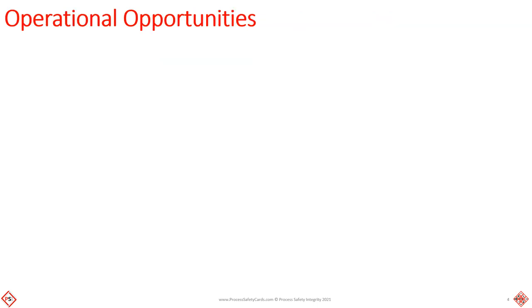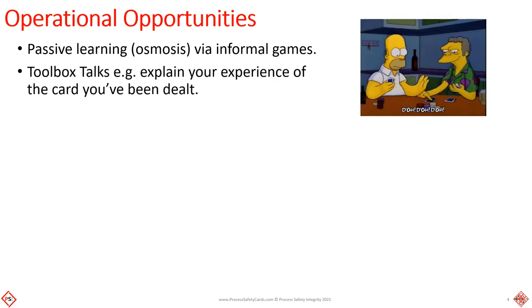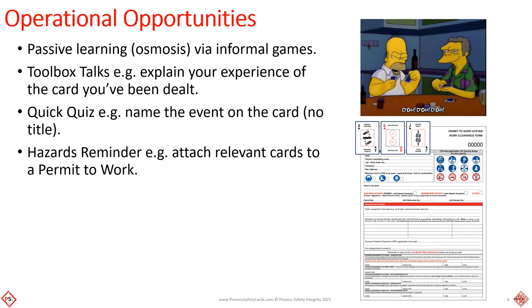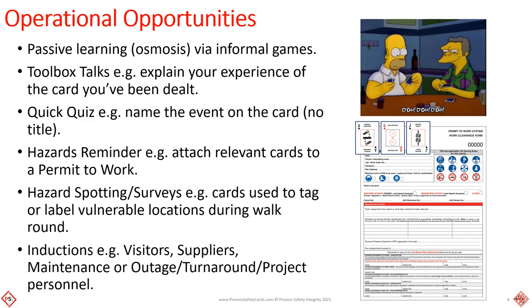Operational opportunities. Passive learning via familiar informal games. Toolbox talks. For example, explain your experience of the card you've been dealt. Quick quiz. For example, name the event on the untitled card. Hazards reminder. For example, attach relevant cards to a permit to work. Hazard spotting. For example, cards used to tag vulnerable locations during walk round. Inductions. For example, visitors, suppliers, maintenance or outage, turnaround or project personnel.